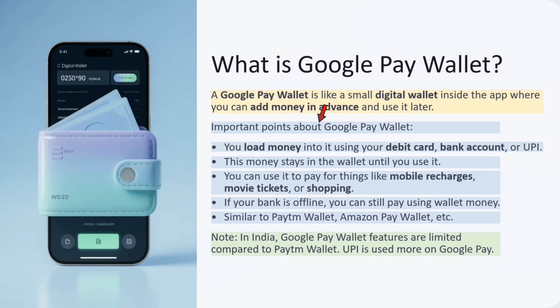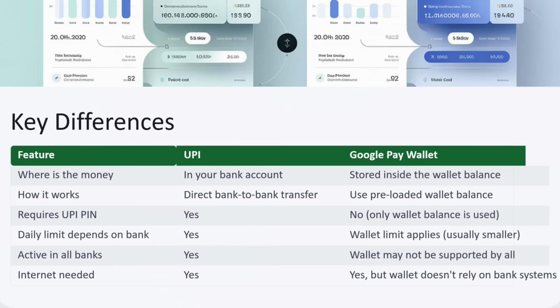If your bank is offline, you can still pay using wallet money, similar to Paytm wallet, Amazon Pay wallet, etc. In India, Google Pay wallet features are limited compared to Paytm wallet. UPI is used more on Google Pay. Now we will see the key differences.